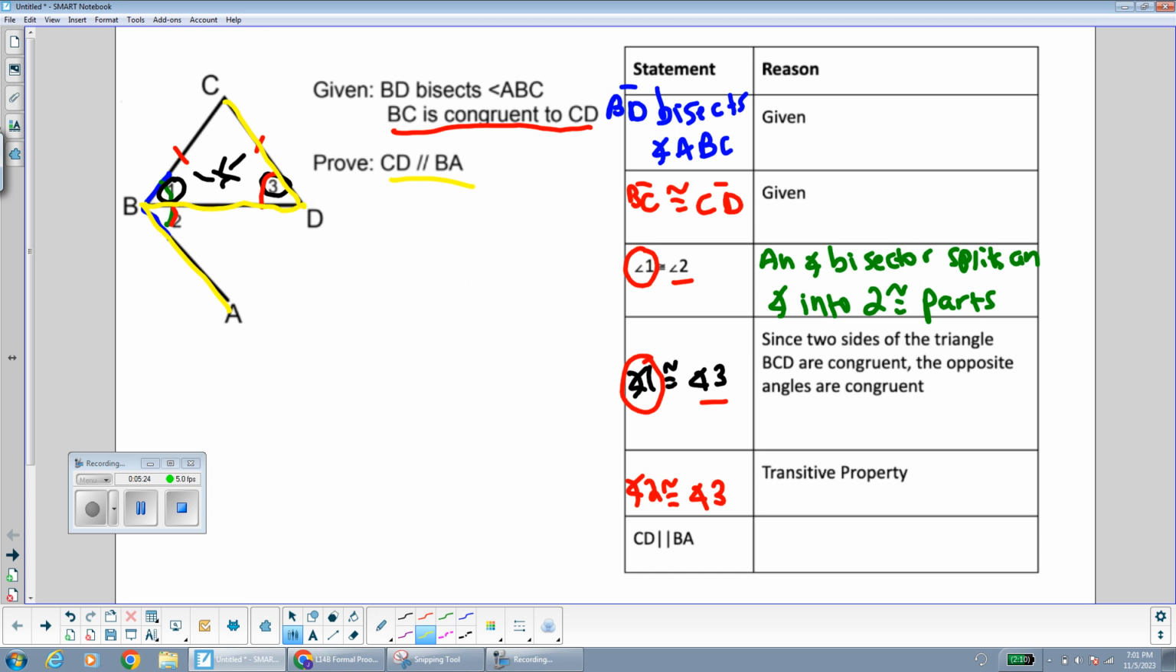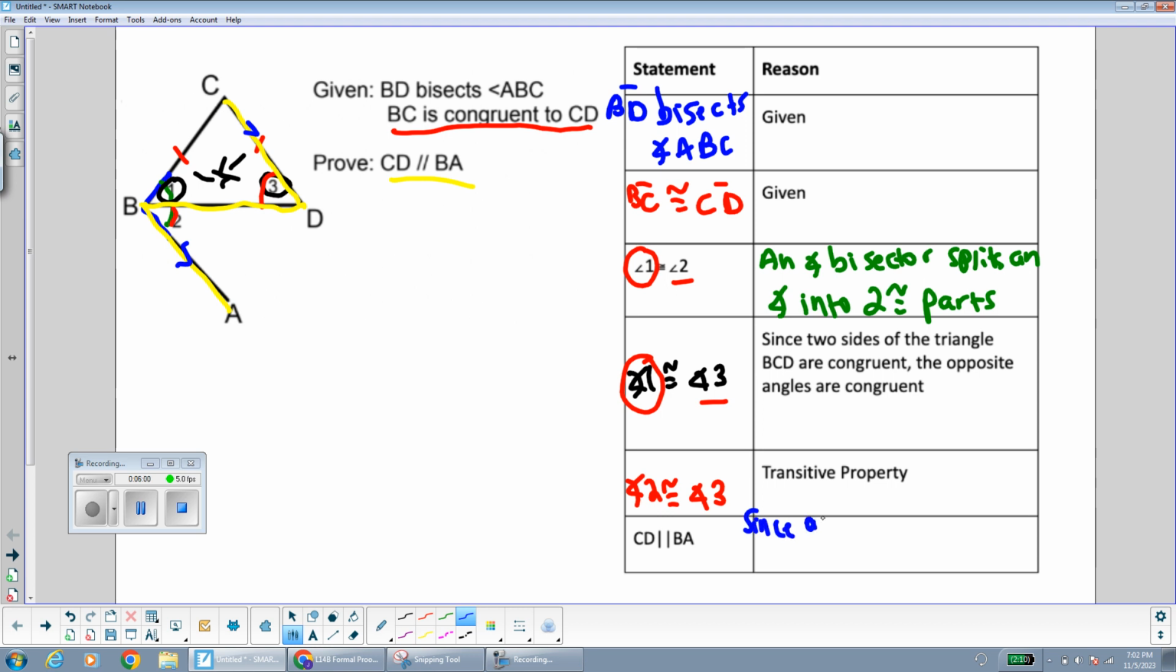And here I see my letter Z. Letter Z's are really nice because when you have a letter Z, in the corners of the Z are your alternate interior angles. Inside the lines, on different sides of the transversal, alternate interior angles. And guess what? We already proved that these alternate interior angles, angle 2 and angle 3, were congruent to each other. And since we have congruent alternate interior angles, that's one of our ways of proving that the lines are in fact parallel to each other.